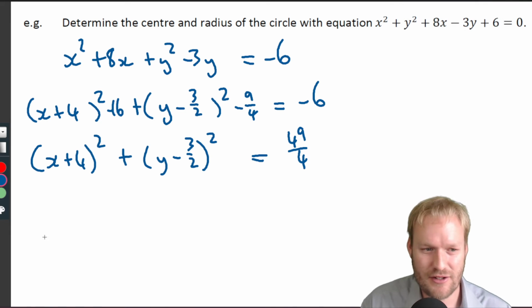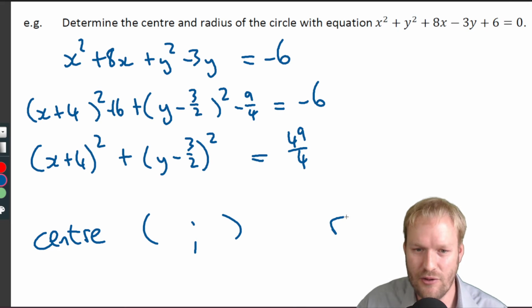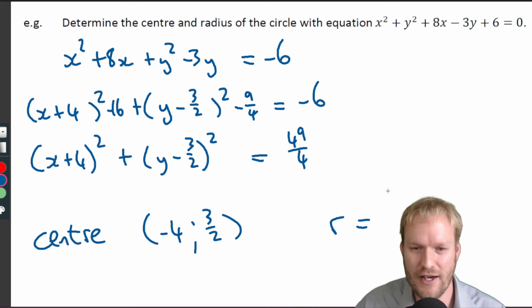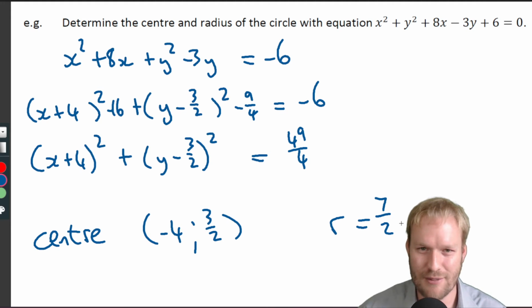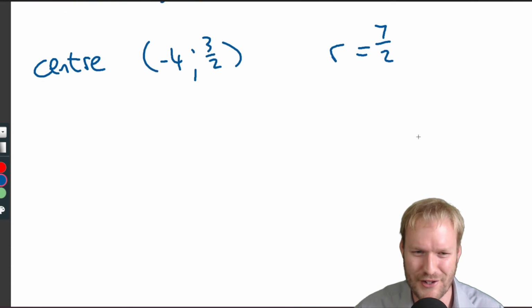And the reason is we can now read off our center and our radius quite easily. Well, our center is, I think of those minuses, minus 4, 3 over 2, and our radius is the square root of that, which, because we left it as a nice improper fraction, it was easy to find. And of course, we could sketch our circle as well, but I'd rather just keep going with our other examples.